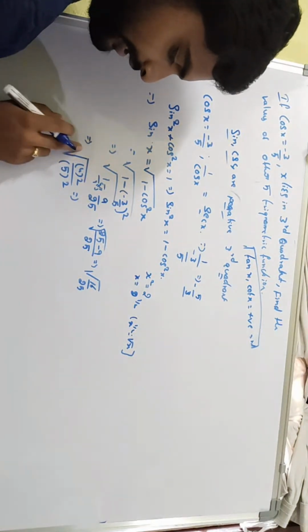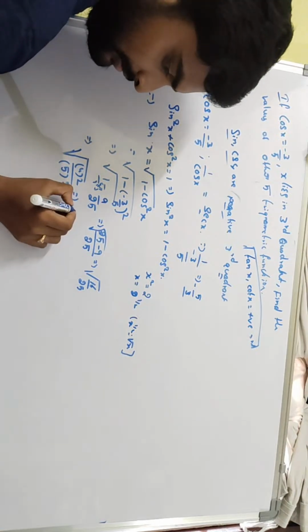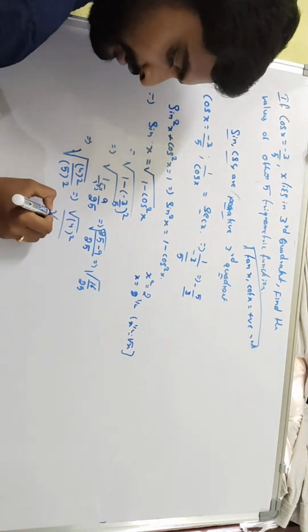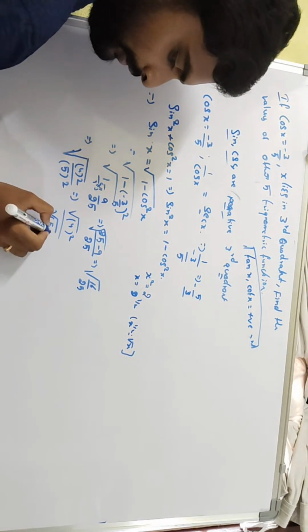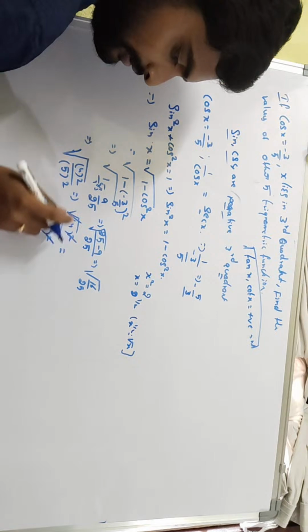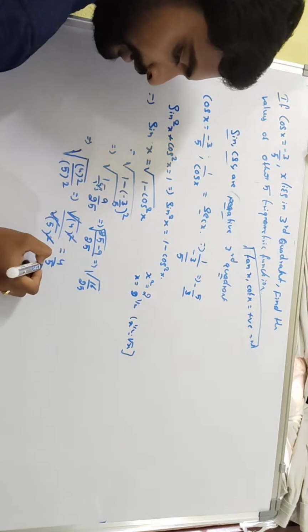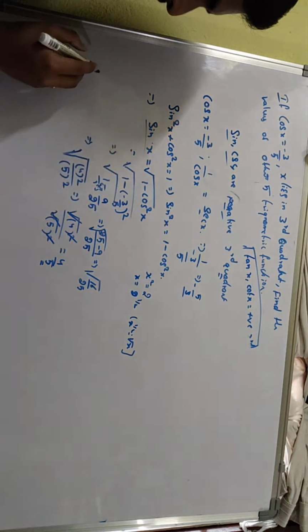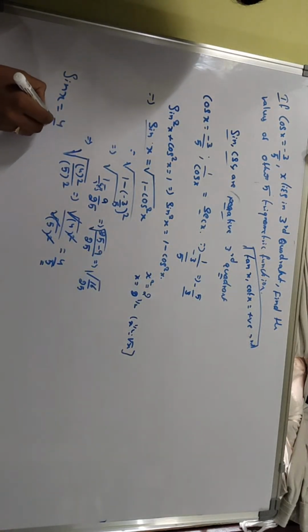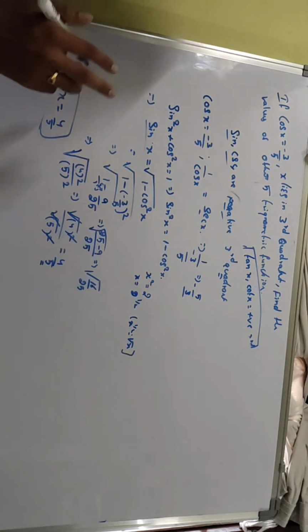Now the square root applies to both numerator and denominator. The expression becomes the square root of 4 whole square divided by the square root of 5 whole square. Both the square and root get cancelled. So what value remains? 4 by 5. This is the value of sine here. So sine x is equal to 4 by 5.